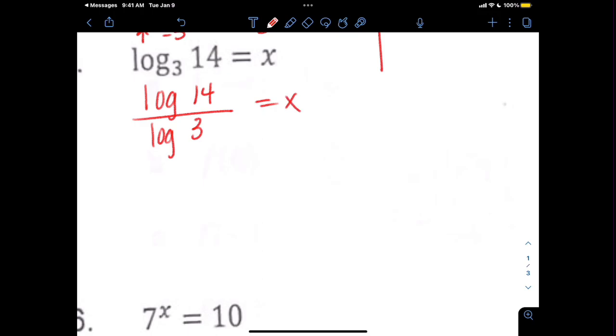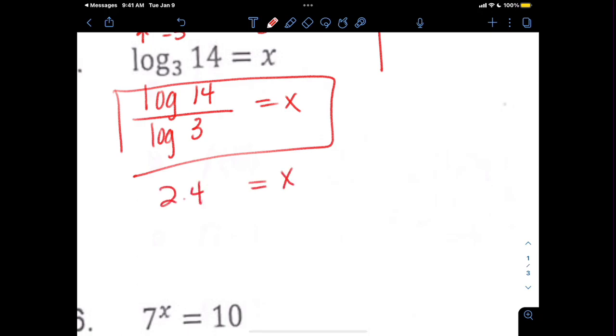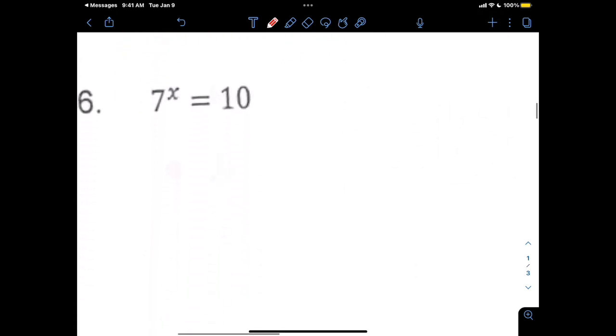Now this would be my exact answer if I didn't want to write it out in decimal form, but of course I'd have to use the calculator and it'd be approximately 2.40. Now this rule here is just simply whenever I have a base that is not 10, 10 is the one that we don't write in. Like here, this would actually be a little 10 here, we just don't write it. If we wanted to change that, we could change it just like I did here. So let's look at the next one.